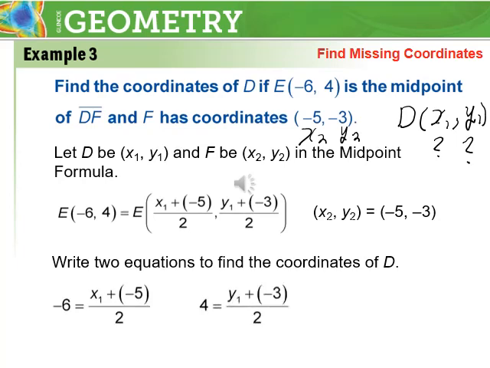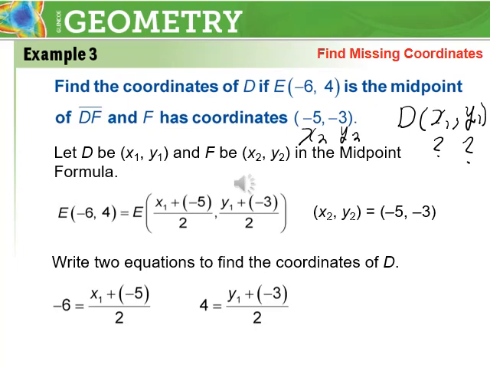Okay, let's solve this example, guys. This example is quite different because the coordinates of the midpoint are given, but we are missing one of the points. Find the coordinates of D if E, which is the midpoint, has coordinates of -6 and 4, and F has the coordinates of -5 and -3. So we have the missing coordinates of D.